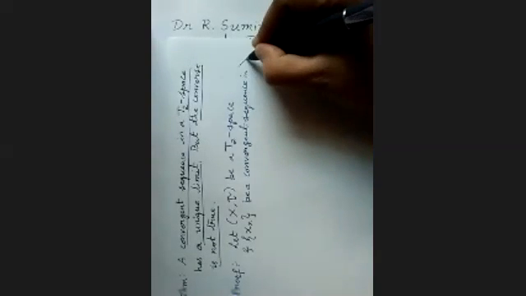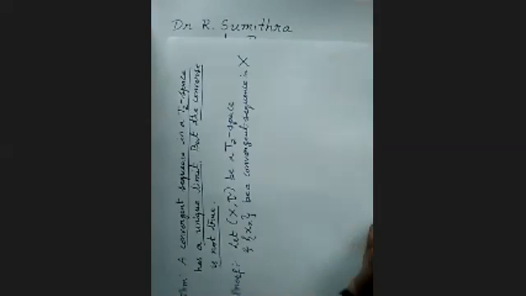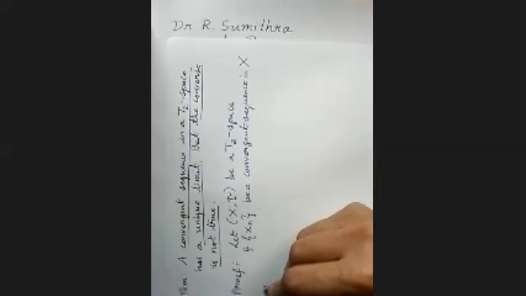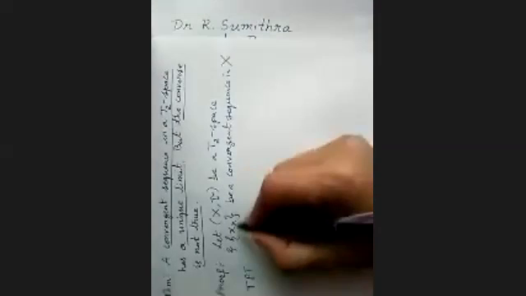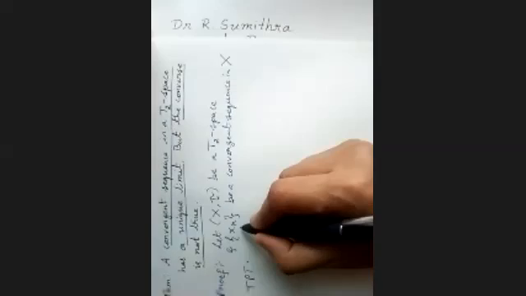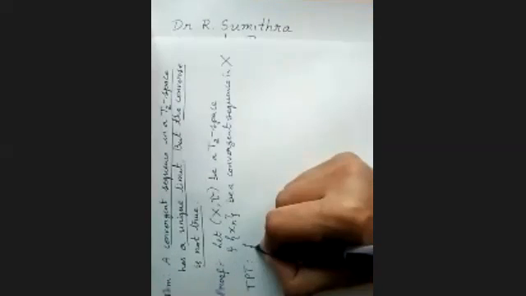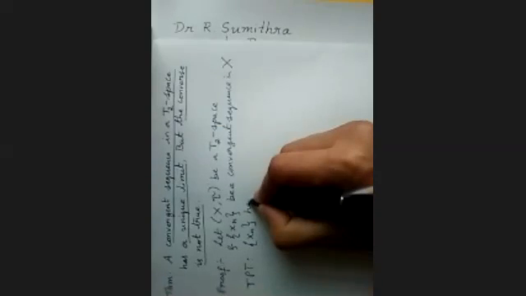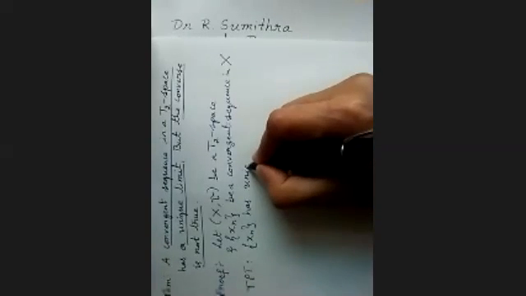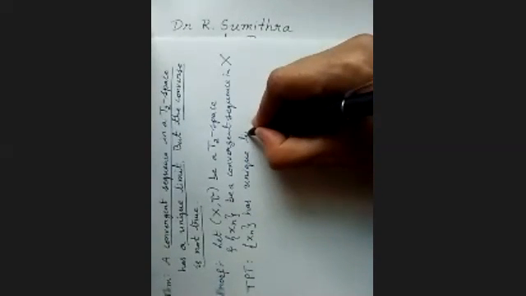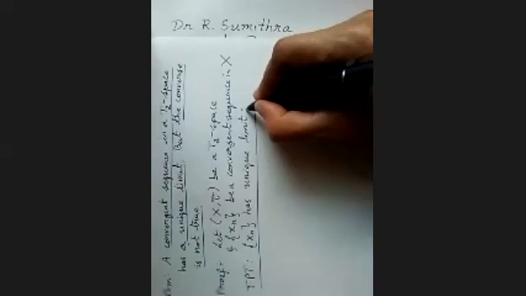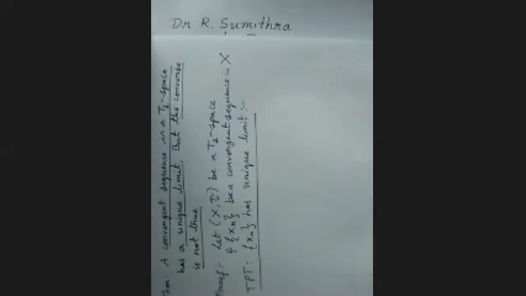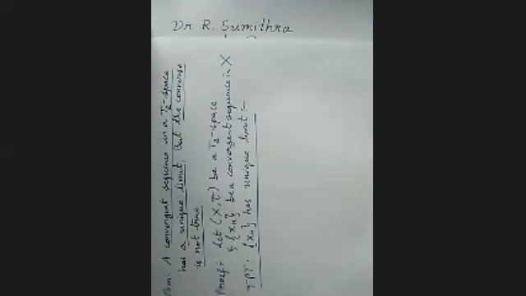In that topological space X, which is T2 as given, we have to prove that this sequence xn has a unique limit. Okay, that means only one limit. This sequence has only one limit. That we have to prove.